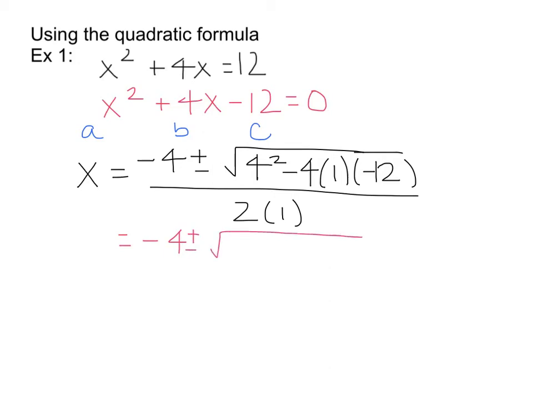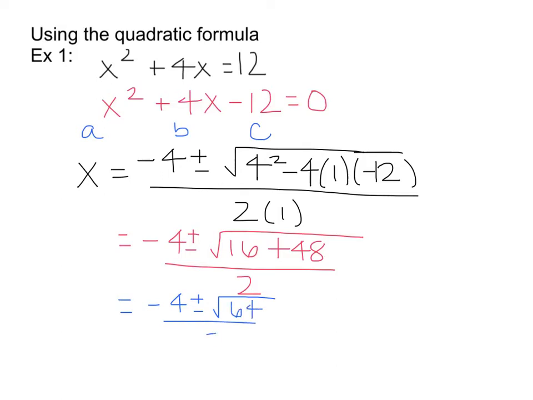So I'm going to start simplifying, so I'm going to bring down my negative 4, the plus or minus sign. 4 squared is 16, and then negative 4 times positive 1 times negative 12 gives me positive 48. And then 2 times 1, which is 2. So I'm now going to combine like terms. 16 plus 48 gives me 64. The square root of 64 is 8.